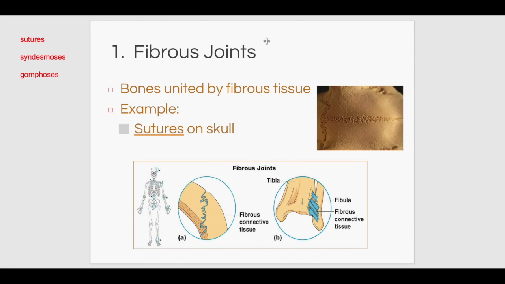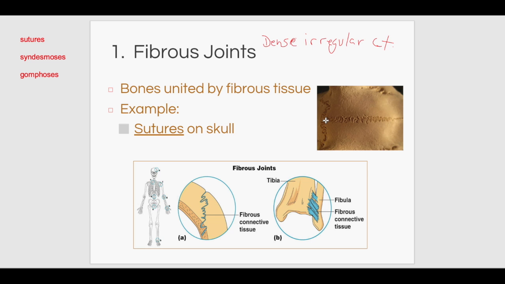Fibrous joints, the first type of structural classification of joints, are composed of dense connective tissue, so both dense regular and irregular, but mostly dense irregular connective tissue. The first type is a suture. We are very familiar with sutures. We've seen these in between the bones within the skull. So here we have the parietal bones and the frontal bone.